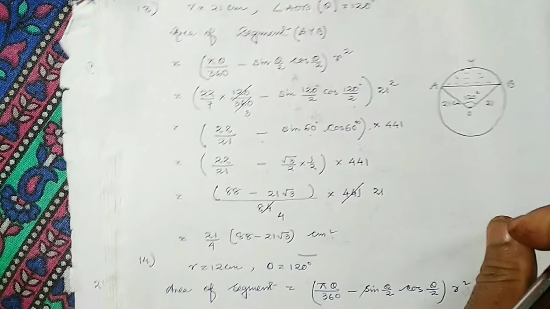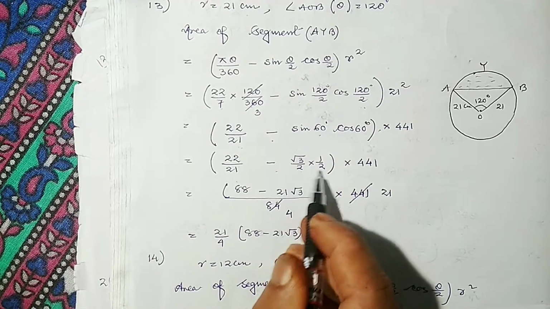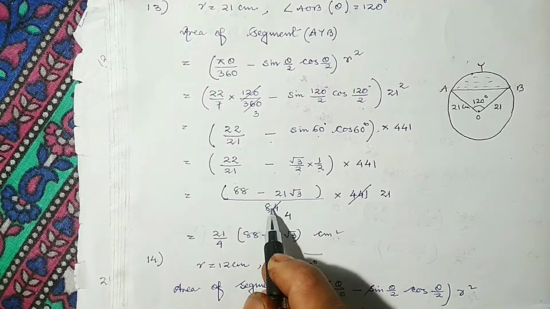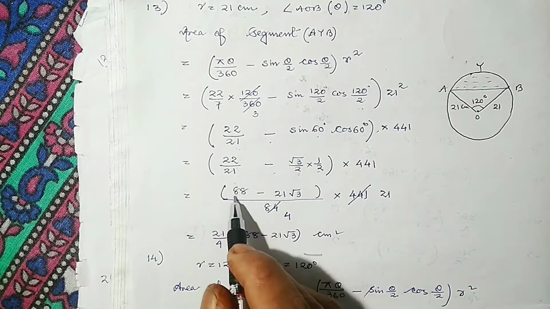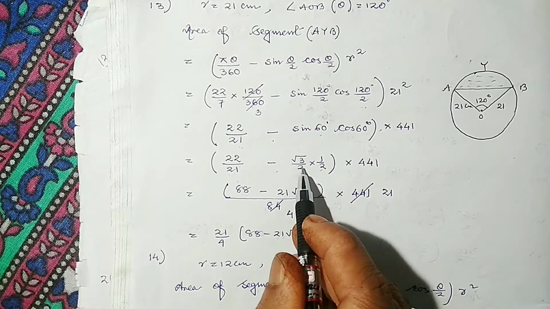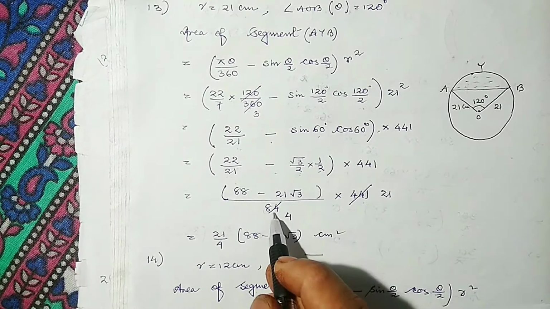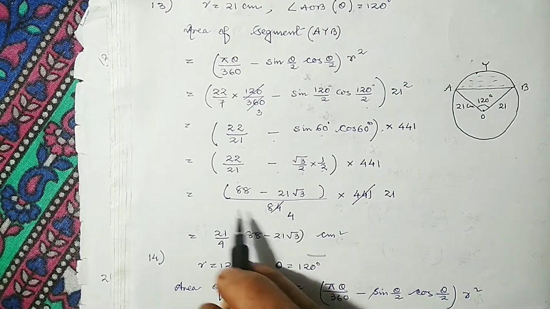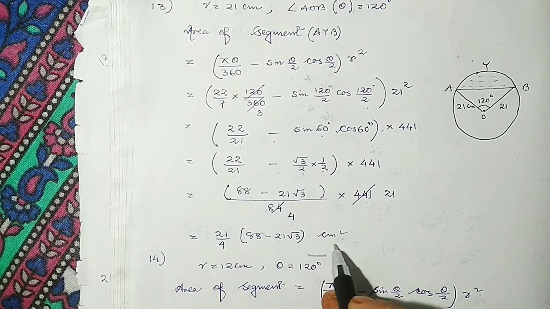Now here, 22/21 minus √3/2 into half. Here 2 2s are 4 and here 21. LCM of 21 and 4 will be 84. 84 divided by 21 is 4. 4 into 22, 88, minus 84 divided by 4, it will be 21. So it will be 21√3 into 441. So if I cancel 84 and 441 by 21, it will be 21 here and it will be 4. So we are left with 21/4 and 88 minus 21√3 centimeter square.